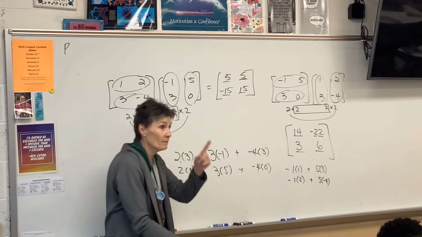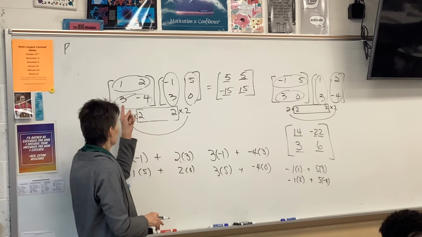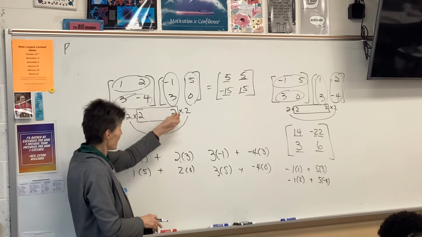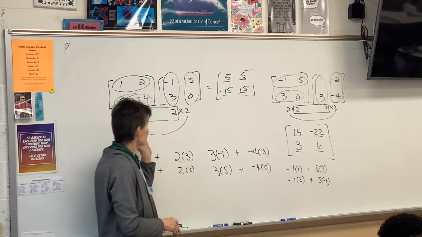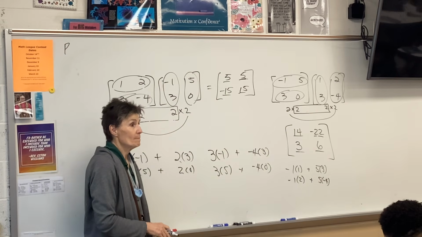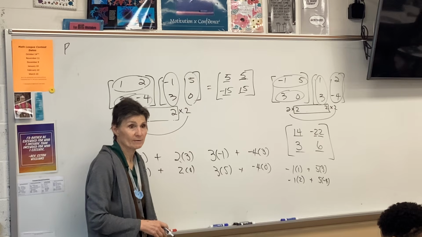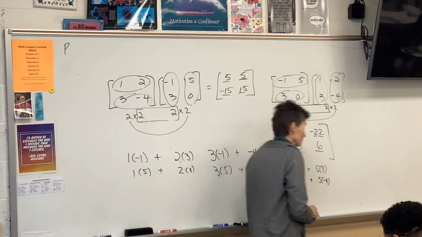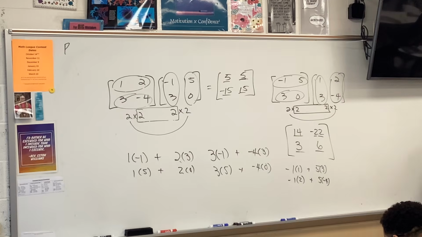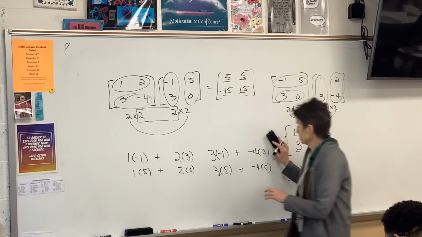All right, now one thing to notice here. This was A times F. That was F times A. Did I get the same answer? No. Matrix multiplication is not commutative. The order you multiply matters. So make sure you're multiplying in the right order.